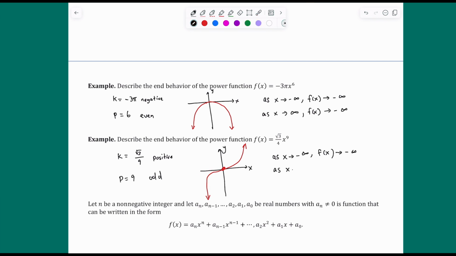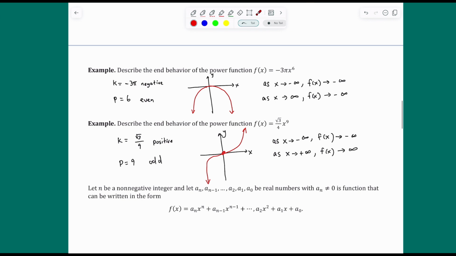However, as x approaches positive infinity, f of x approaches positive infinity. And you can see that in the graph here, right? As x goes to positive infinity, the y values are shooting up, and therefore y goes to positive infinity.